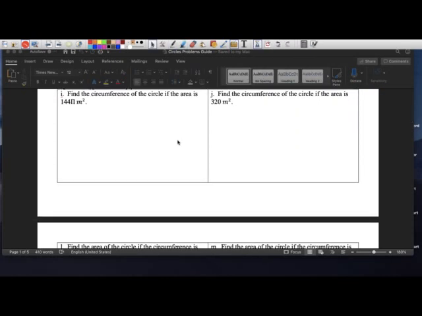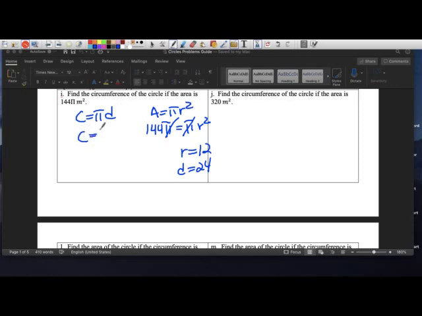We want the circumference, but we can't find it because we don't have the diameter. So we're going to use the area formula to find the radius, then multiply by 2 to find the diameter. Here's my area: 144 pi equals pi r squared. The pi's can go away. Take the square root of both sides and we get that r equals 12. Therefore, the diameter is 24. And if we multiply here, we get 24 pi meters, right?